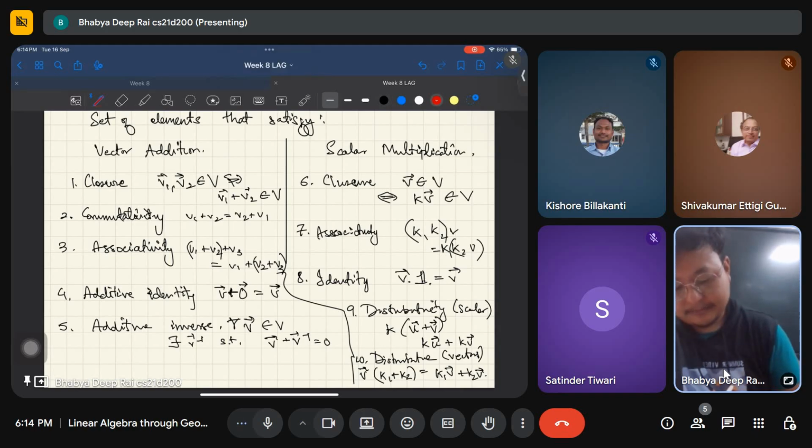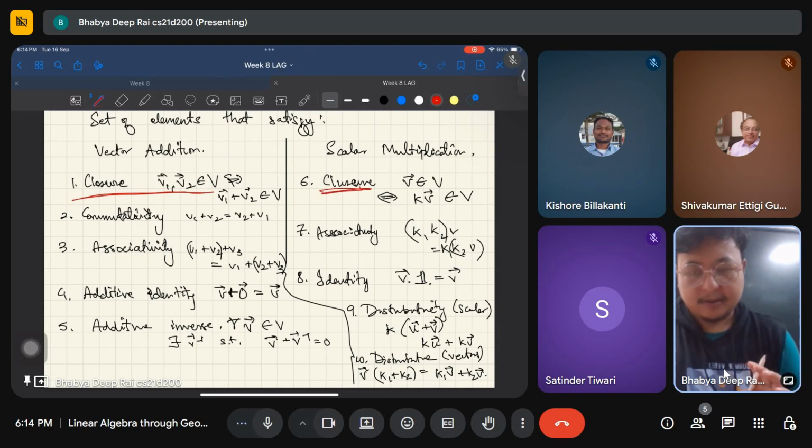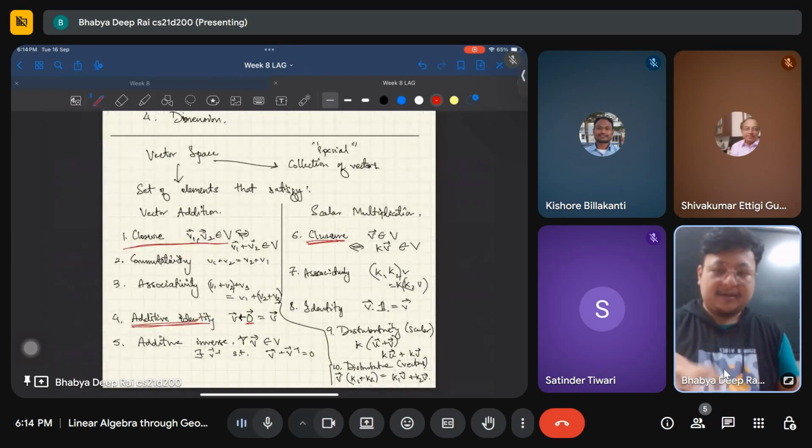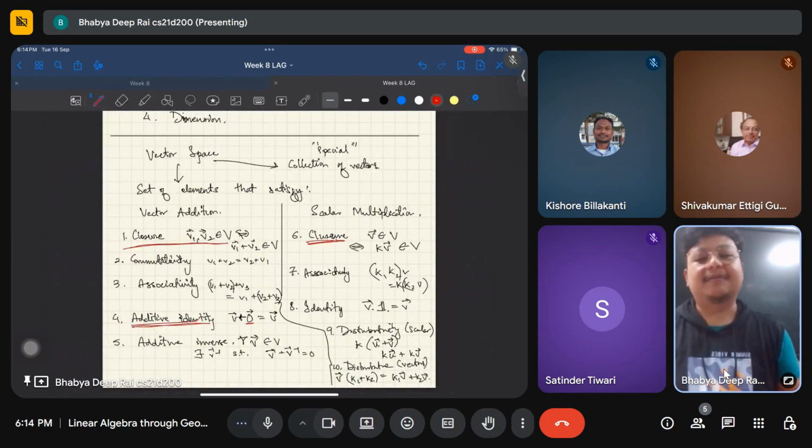Firstly, it's closure on addition and closure on scalar multiplication. Associativity, commutativity, and so on usually are not a problem. Another thing is the additive identity, which is the presence of a null vector. Now this is like the definition of a vector space. If you want to check whether something is a vector space, then it should satisfy all these properties.